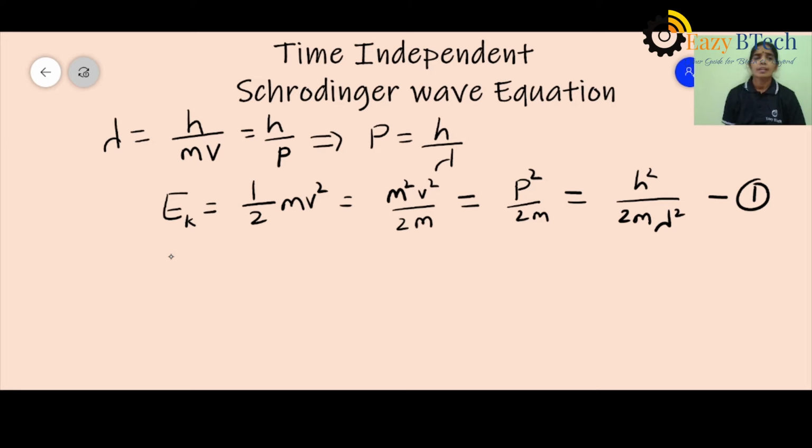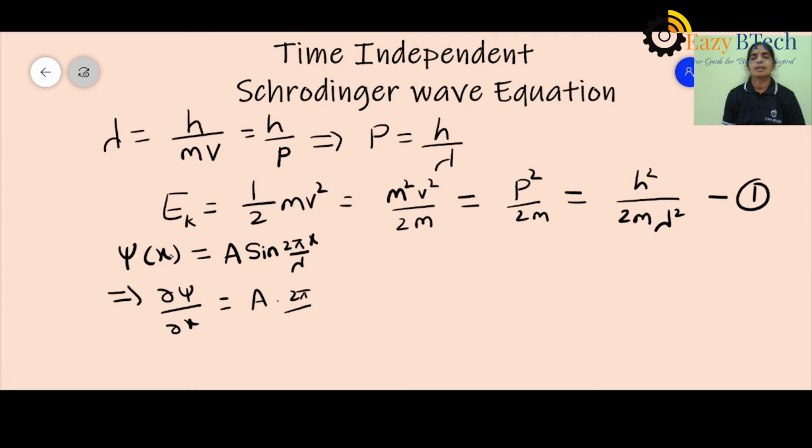Next, psi of x is a wave function. This wave function explains the motion of a wave. It is generally represented as a sine kx, or also 2 pi x by lambda, where k stands for 2 pi by lambda. Now go for the first differentiation of this expression. When I differentiate, the first derivative dou psi by dou x becomes a into 2 pi by lambda into cos 2 pi x by lambda.